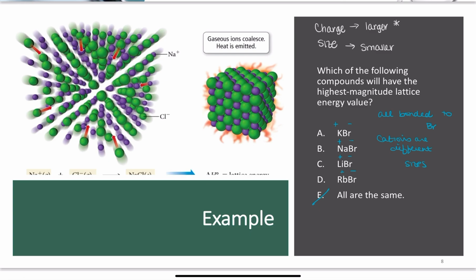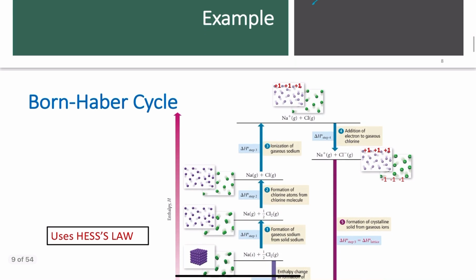KBr, NaBr, LiBr, and RbBr. Well, RbBr is the biggest. KBr is next. NaBr, and lithium bromide is the smallest. So LiBr will be the winner here. This will have the highest magnitude lattice energy value. Again, lattice energy, how much energy does it take to actually break apart these particles, to break apart your lattice?